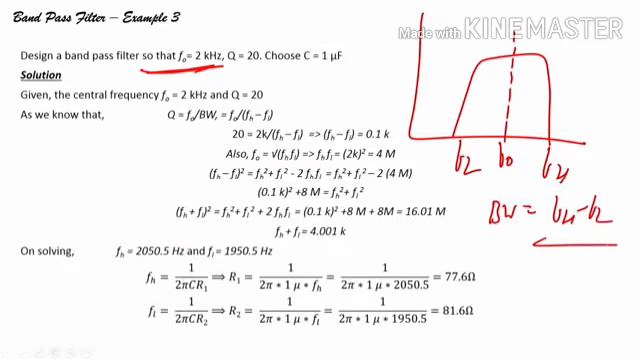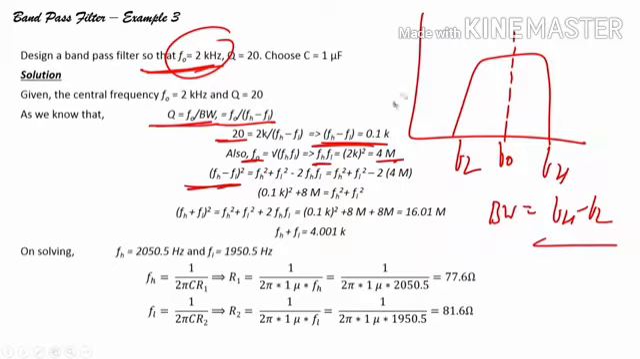FH minus FL, right. So, we have written Q equals FO divided by bandwidth, FO divided by FH minus FL. Substituting the value, Q equals 20, FO is 2 kilohertz, divided by FH minus FL. So, FH minus FL will be 0.1 K. Now, FO equals the square root of FH into FL, that we also know, so FH into FL equals 2 K whole square, equals 4 M. Now, FH minus FL whole square is what?